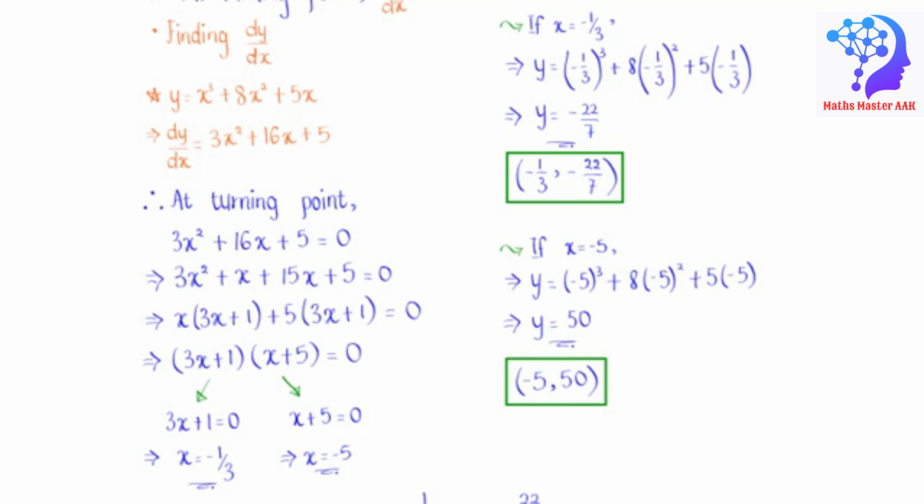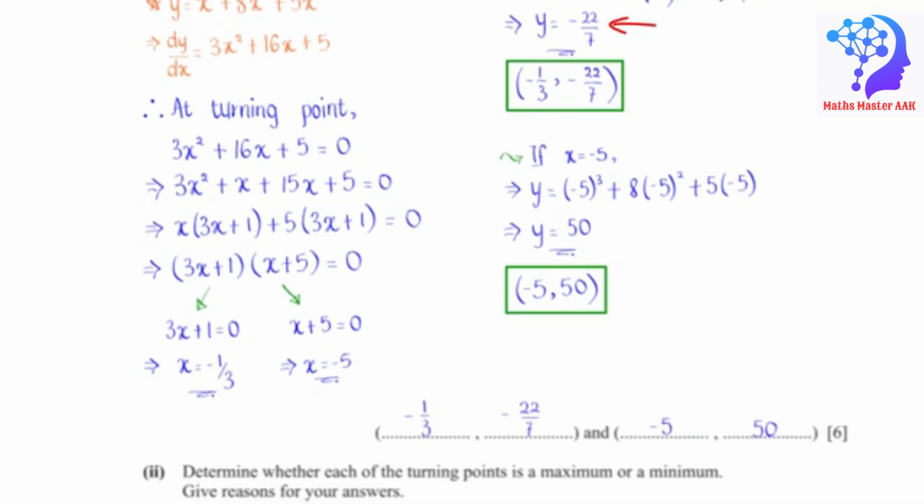To find the corresponding y coordinates, we need to substitute these values into the equation of the curve. And so when x is equal to negative 1 over 3, we have y equals (negative 1 over 3) cubed plus 8 times (negative 1 over 3) squared plus 5 times negative 1 over 3. This gives us y equals negative 22 over 7. So for the first set of coordinates, we have negative 1 over 3, negative 22 over 7.